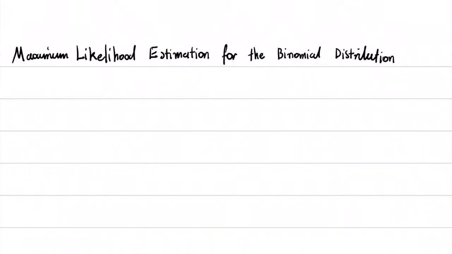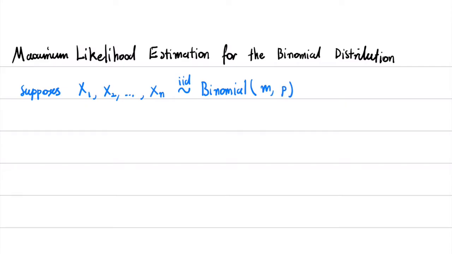Welcome. In this video, we're going to be looking at maximum likelihood estimation for the p parameter of the binomial distribution. So to begin with, suppose we have a sequence of independent and identically distributed random variables, which we'll call x1, x2, all the way up to xn, and we're going to say that they're distributed binomially with binomial parameters m and p.